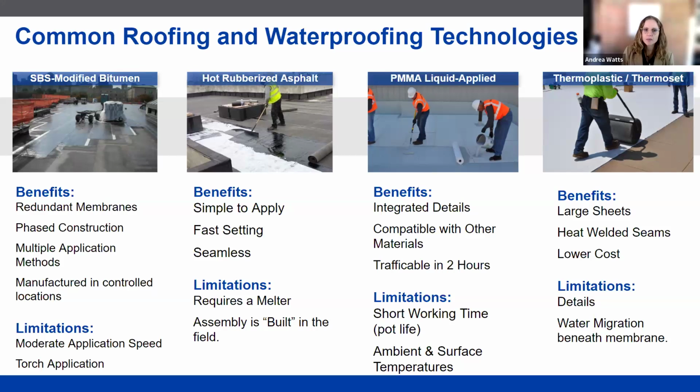Next up, we have PMMA, which is a liquid applied membrane. These materials come to the job site in a liquid form. They come in two different parts that are then mixed together. The liquid applied polymer is installed on the roof with embedded polyester fleece in the middle to give it its strength, and creates a membrane that can be either applied to horizontal or vertical surfaces.